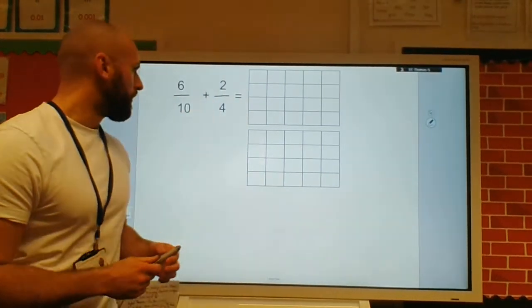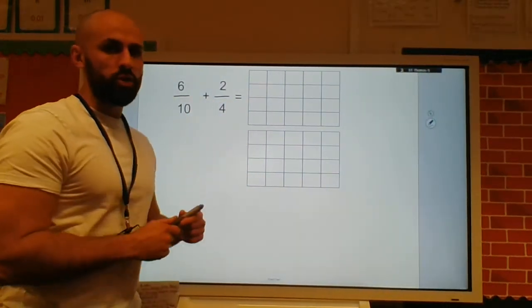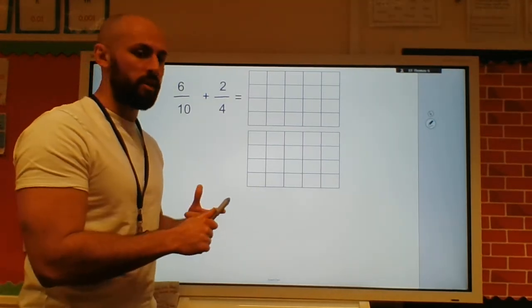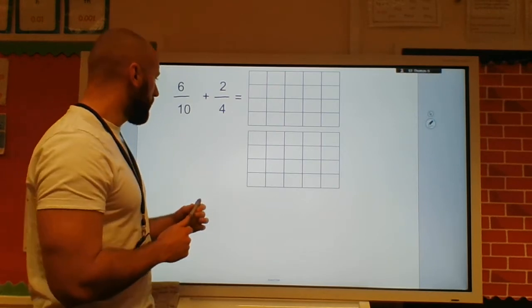Tricky one today, Year 5. We're still adding fractions, however, we need to give our answers as mixed numbers and in their simplest form. So let's take a look at how to do that.